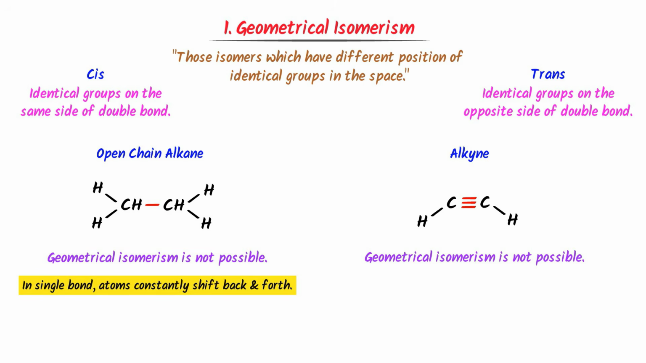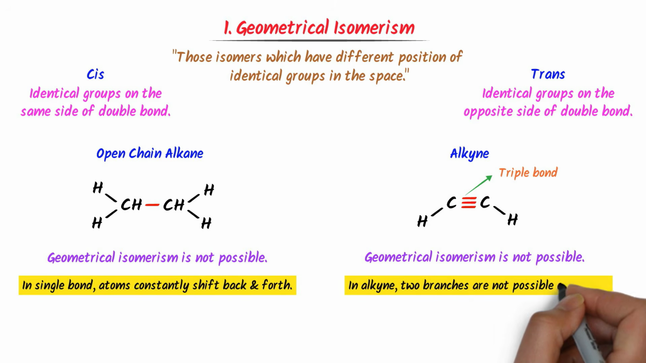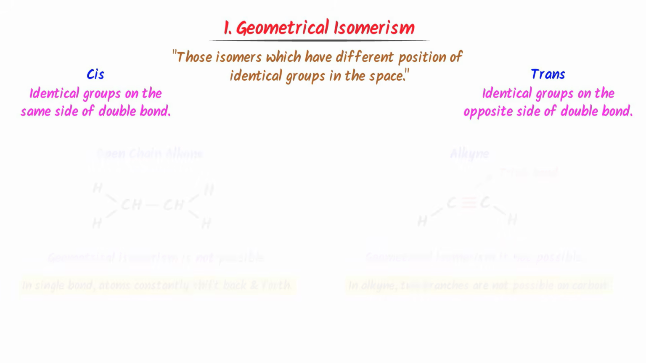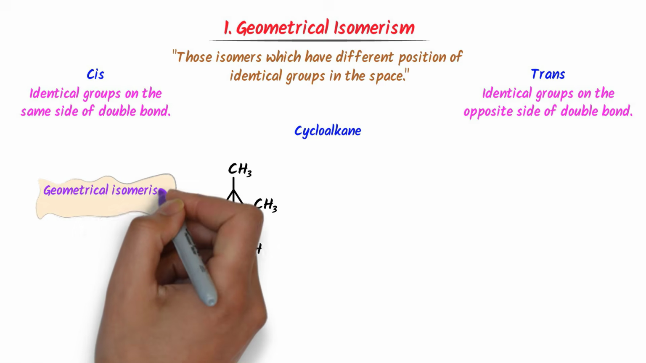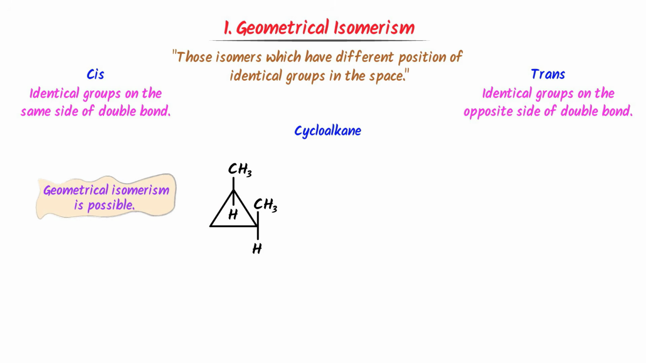While in alkyne, there is already a triple bond between carbon and carbon. We need two branches or two more bonds on each carbon, which is not possible because carbon can form only four bonds. Hence, geometrical isomerism is not possible in alkynes. Now consider this cycloalkane. The question is, is geometrical isomerism possible in cycloalkane? Well, the answer is yes.